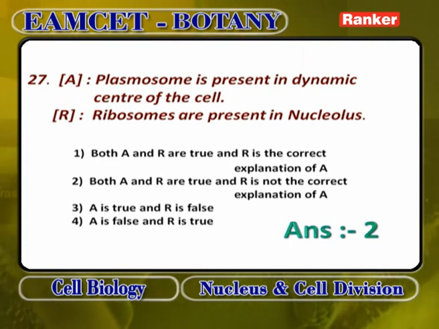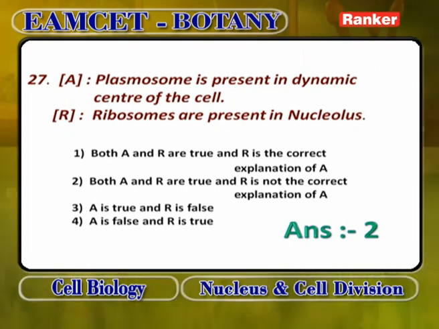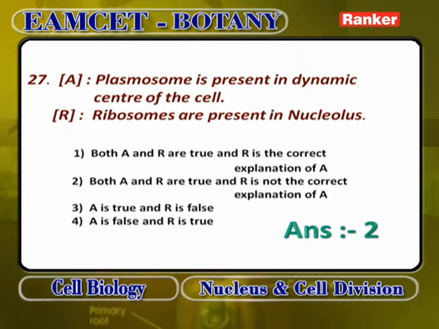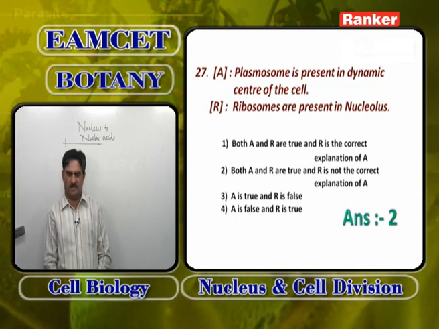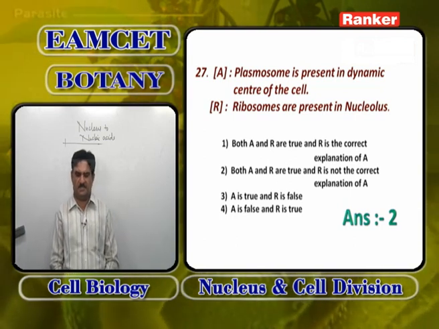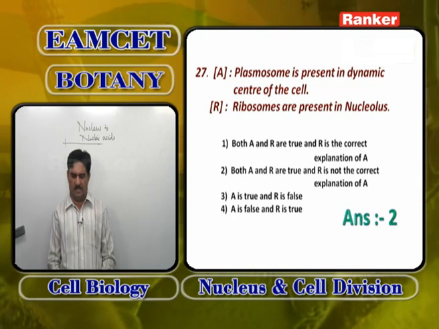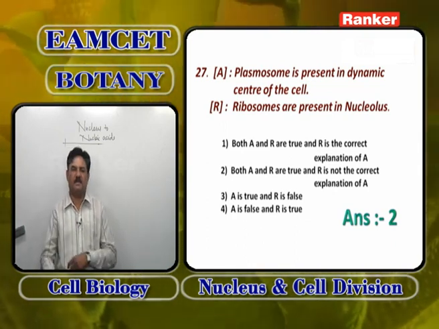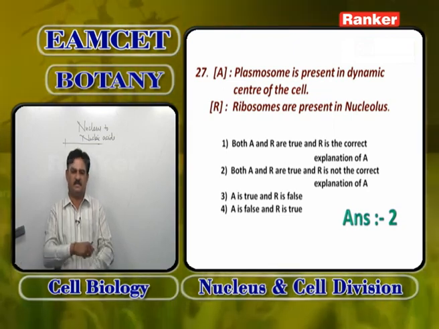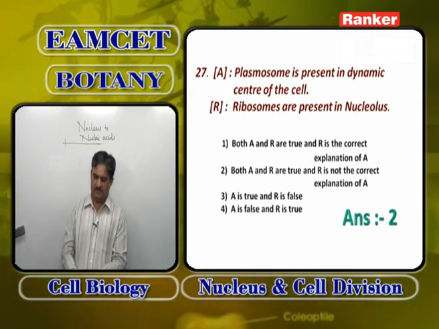Ribosomes are present in the nucleolus. Definitely the nucleolus contains ribosomes. Why? Because the nucleolus is the place where ribosomes are synthesized. So, plasmosomes are present in the dynamic center of the cell is correct. Ribosomes are present in the nucleolus is correct. But because ribosomes are present in the nucleolus, plasmosome is not present in the nucleus. So, A and R are correct. R is not the correct explanation of A is the option for this.